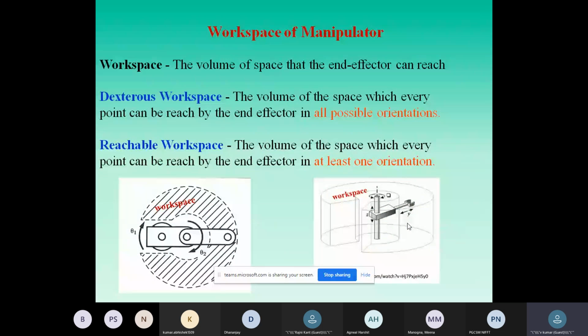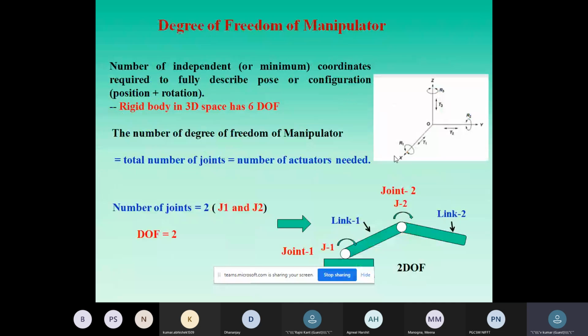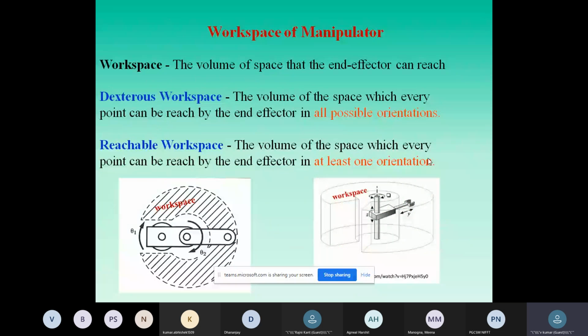Achha, workspace of a manipulator. For any manipulator, the end point of the manipulator is called the tip of the manipulator. So workspace is defined as all the points that the end effector can reach. All those points are called the workspace of the manipulator. Suppose that this is a 2DOF manipulator, and this manipulator's end effector can reach this shaded area. All these shaded areas are the workspace for that 2DOF manipulator.